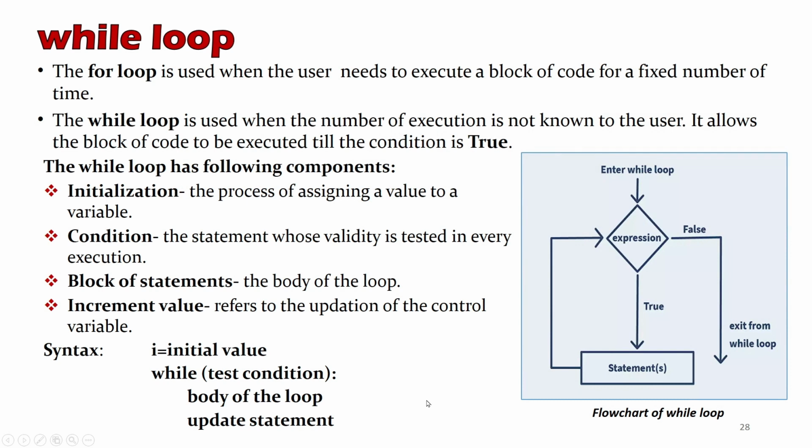Now come to the while loop. The for loop is used when the user needs to execute a block of code for a fixed number of times, and the while loop is used when the number of executions is not known to the user. It allows the block of code to be executed till the condition is true.